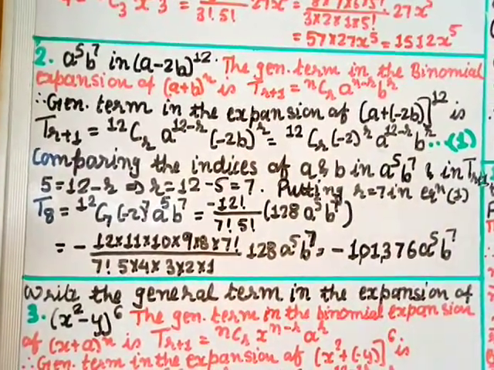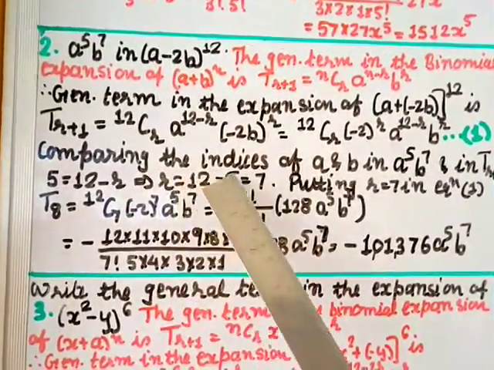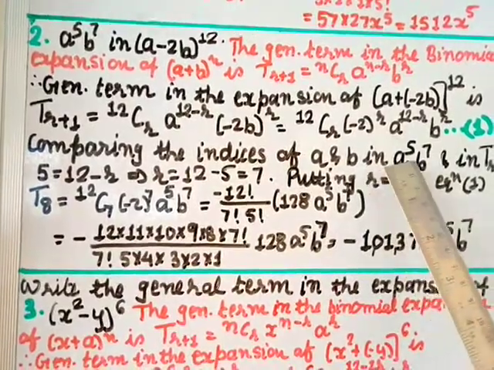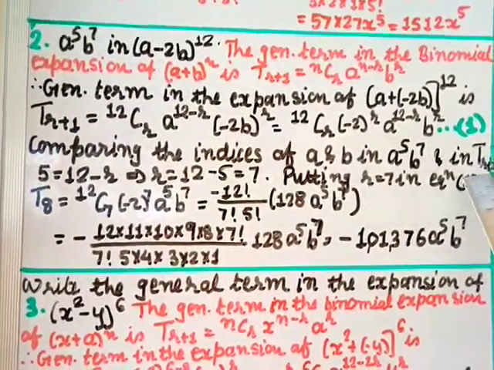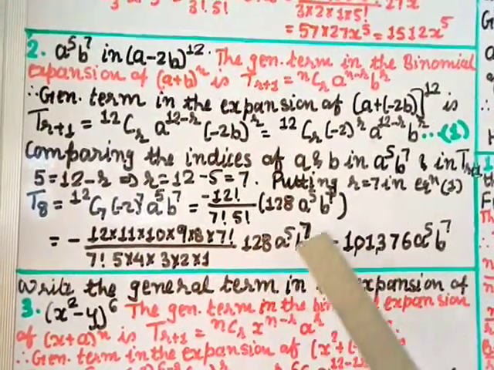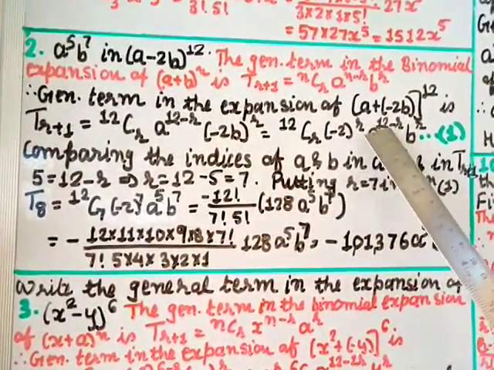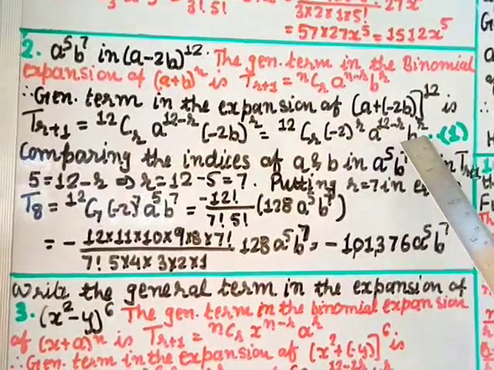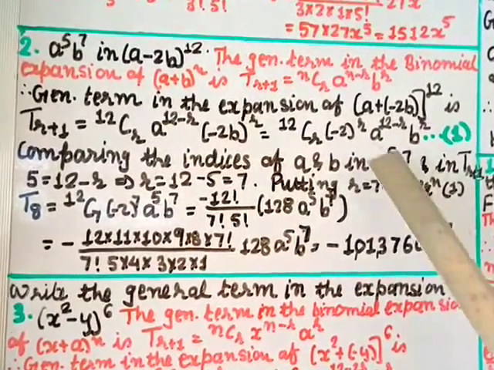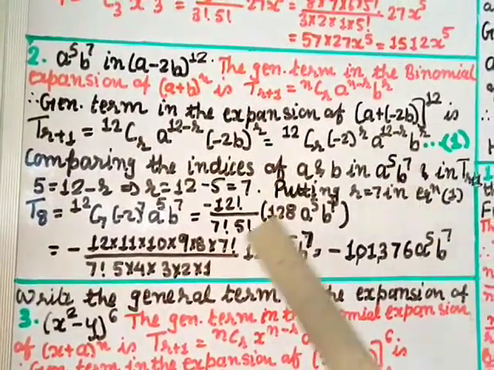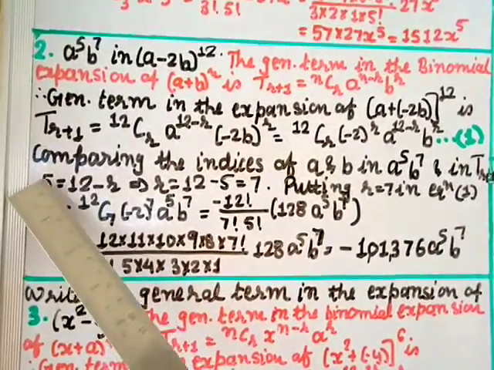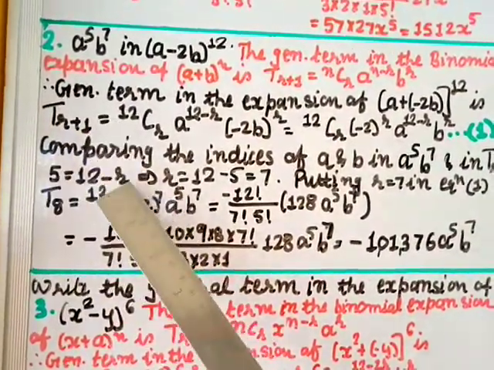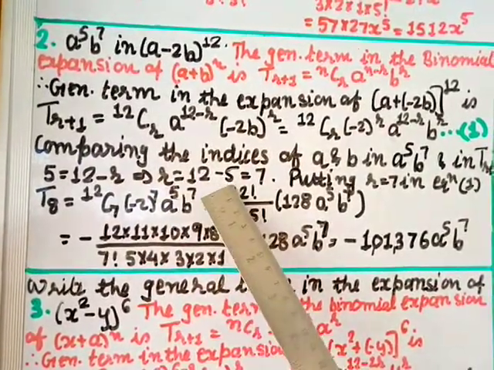Call it equation 1. Comparing the indices of a and b in a power 5, b power 7, what we have to find, and in T(r+1). So let us compare. When you compare here, you can compare that 12 minus r equal to 5, or you can say r is equal to 7 directly. I am just comparing the power of a first. So 12 minus r equal to 5, r transfer over here becomes positive, 5 transfer over here becomes negative. 12 minus 5 will give you 7.